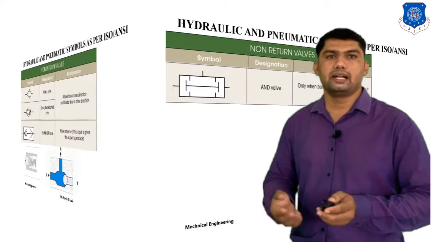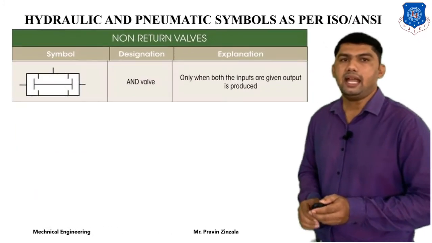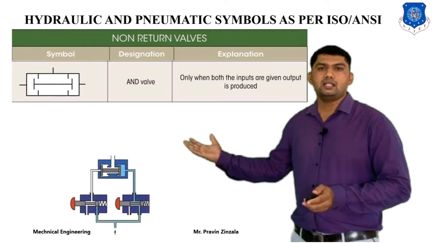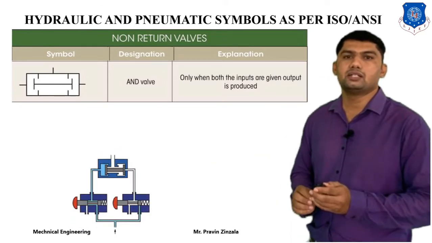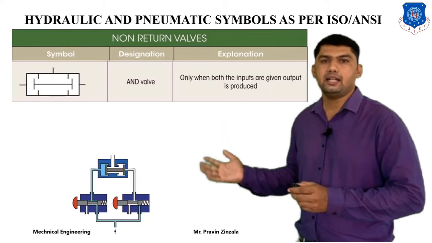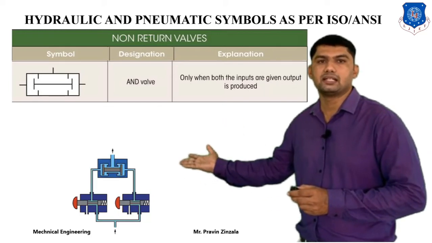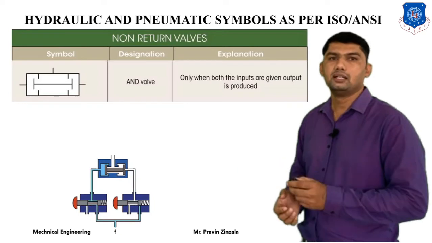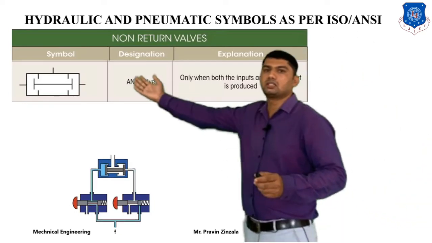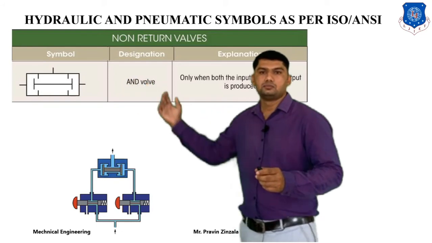So this is the OR logic circuit or OR logic valve. It is used in pneumatic circuits. Next is the AND valve or AND logic valve. The mechanism of the AND logic valve is that it allows output only when fluid is supplied from both sides, and it is also used for safety circuits in hydraulic and pneumatic systems or pneumatic automation. This is the symbol of the AND valve.